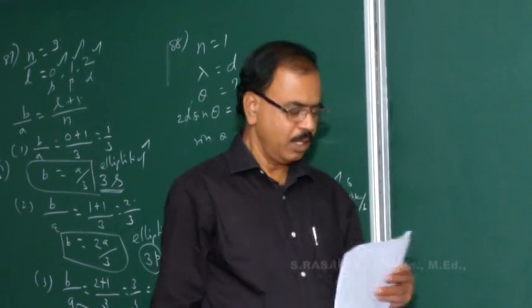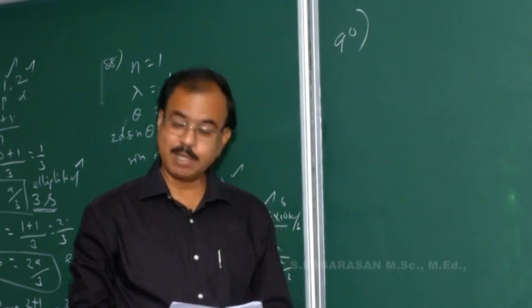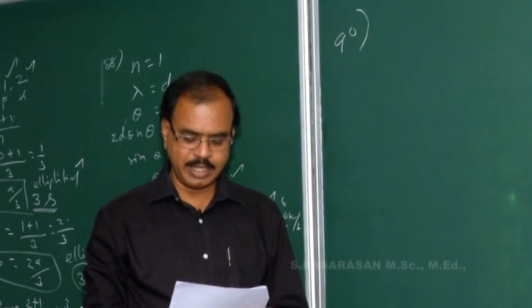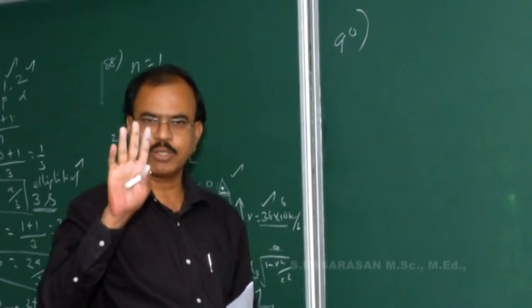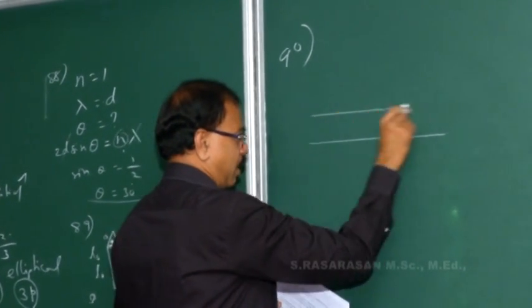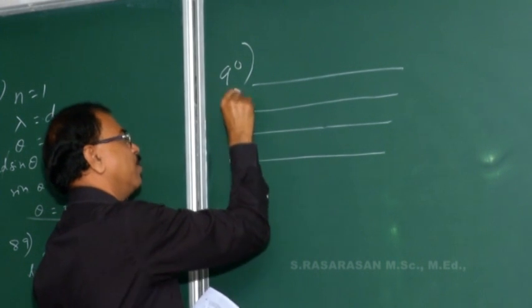Next, the hydrogen atoms are in excited state described by n is equal to 4. The possible number of spectral lines in emission spectrum will be possible number of spectral lines. எத்தனை லைன்ஸ் வரும்னு கேட்குறாங்க. The hydrogen atoms are in excited state described by n is equal to 4. So in the hydrogen atom, consider the 4 energy levels. அதான் சொல்கிறாங்க அவங்க. n is equal to 1, 2, 3, 4.